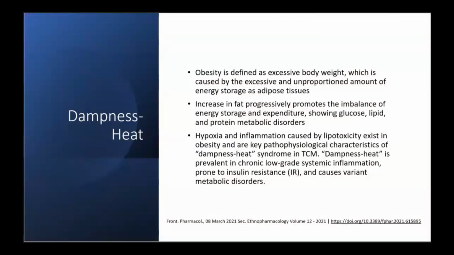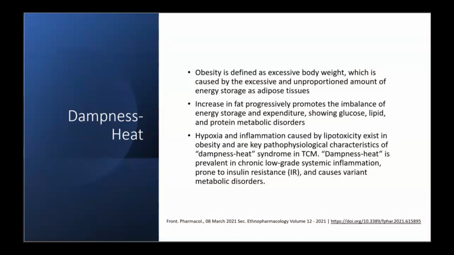So I want to mention dampness heat. And I've talked a little bit about heat, right? When dampness and heat get together, it's just another level of pathological issue. So obesity is defined as excess of body weight. You have disproportionate amounts of energy storage, right, rather than energy burn. Increased fat progressively promotes the imbalance of energy storage. You get glucose, lipid, and protein metabolic disorders.